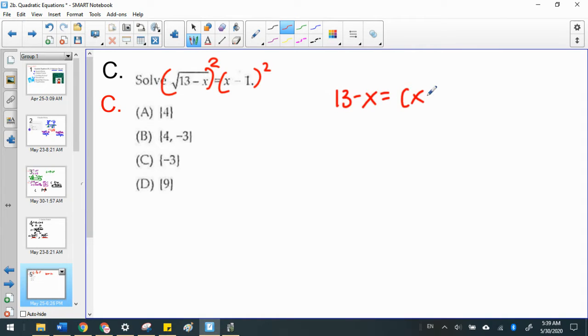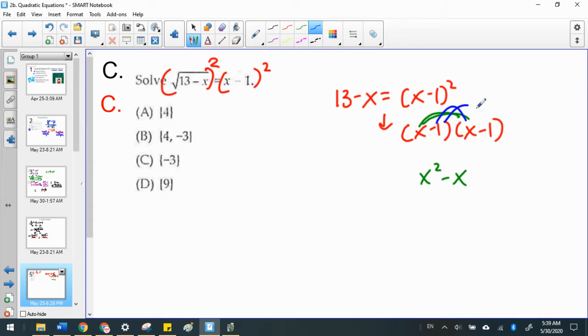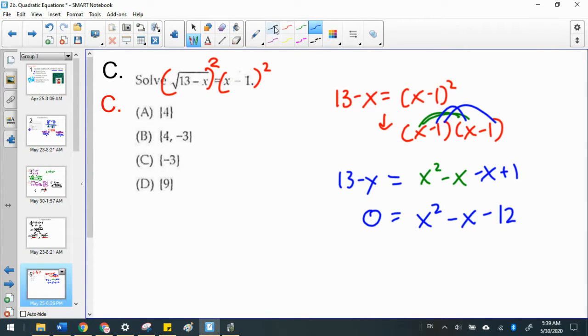So on the left side, I get 13 minus x, nice and easy. And on the right side, I get x minus 1 squared, which expands into x minus 1 times x minus 1. If you decide to FOIL it, you get x squared minus x plus 1 equals 13 minus x. And from here, if you move everything to one side of the equation, you get x squared minus x minus 12.